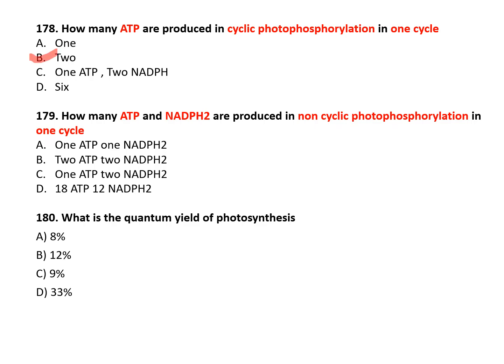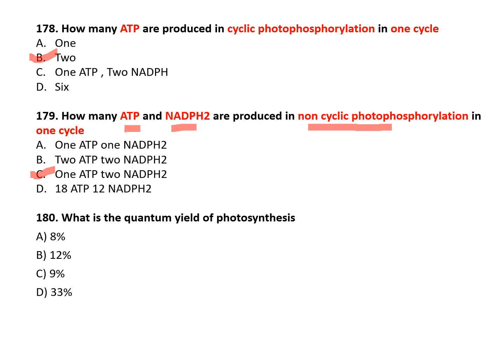The next question, number 179. How many ATP and NADPH2 are produced in non-cyclic photophosphorylation in one cycle? Option A 1 ATP, 1 NADPH2; option B 2 ATP and 2 NADPH2; option C 1 ATP and 2 NADPH2; option D 18 ATP and 12 NADPH2. The correct answer is option C, 1 ATP and 2 NADPH2.